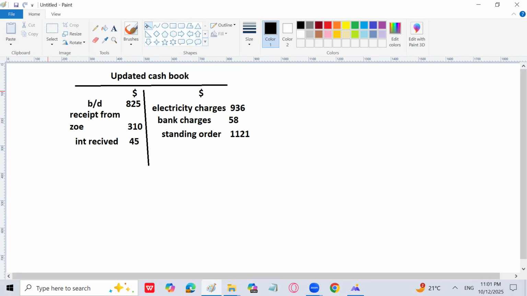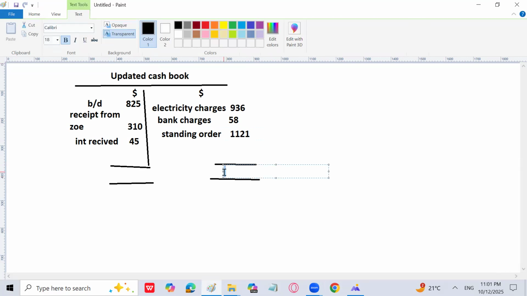Now let's go for the total of this. If I'm not wrong, I believe that the credit side looks more. So let me write the total of the credit side because it is the heavier side. It means that the cash book debit balance is going to be converted into credit balance because of the standing order or electric charges. So the total is going to be 2301. I will write here also 2301.